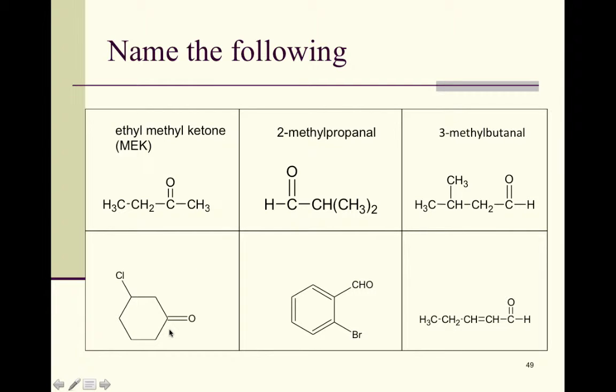So down here I have a cycloketone, and remember the carbon right here is going to be carbon number 1 because it has priority, and you go in whatever direction that causes the chloro to have the lowest number. 3-chlorocyclohexanone. 2-bromobenzaldehyde, or we can use the ortho system on here because there's just 2 things on a benzene ring, so it could be either 2-bromobenzaldehyde or ortho-bromobenzaldehyde.